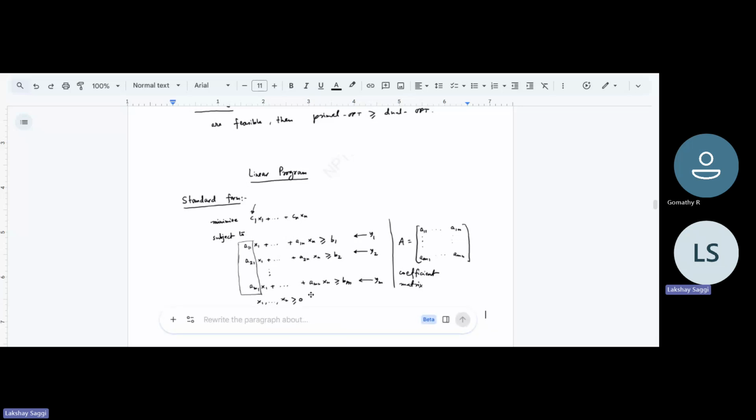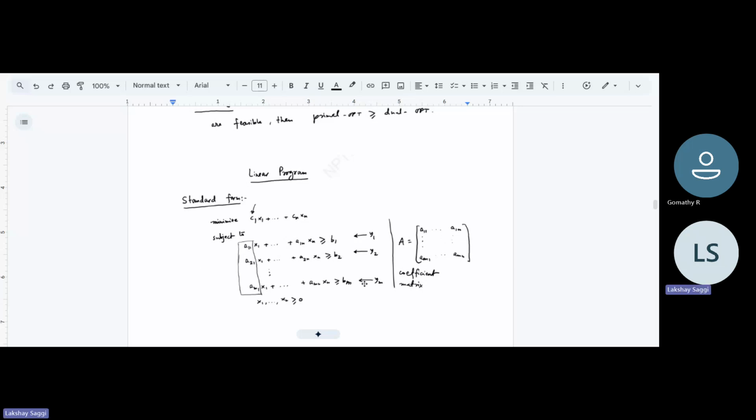So if there are constraints, so you have to minimize something subject to some constraints, such that there are additional constraints of all the variables being non-negative, then this is called a standard form of a linear program. And note that all of these constraints should be greater than or equal to constraints here. So standard form, essentially you have to minimize the objective function. All the constraints are of the form greater than or equal to, and there are also non-negativity constraints on the variables. So if these three things are there, then this is the standard form.